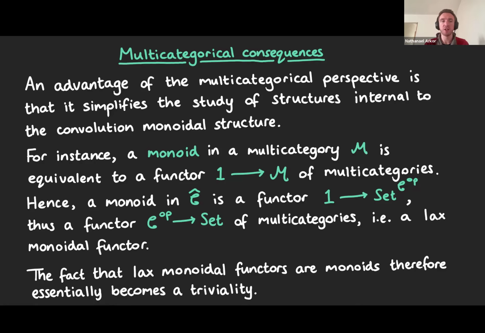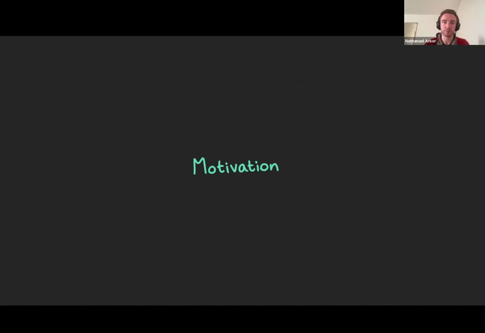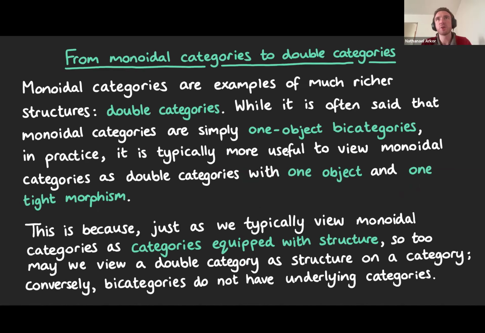So that's a bit of background on the perspective I want to make use of for convolution for monoidal categories in this talk. And now we're going to move to a slightly more general setting. So it's often said that monoidal categories are just one object bicategories. And while this is true, it's often more helpful to think of monoidal categories as being examples of one object double categories. And the reason is, and don't worry for those of you who don't know what a double category is, because I'll recap it in a moment.